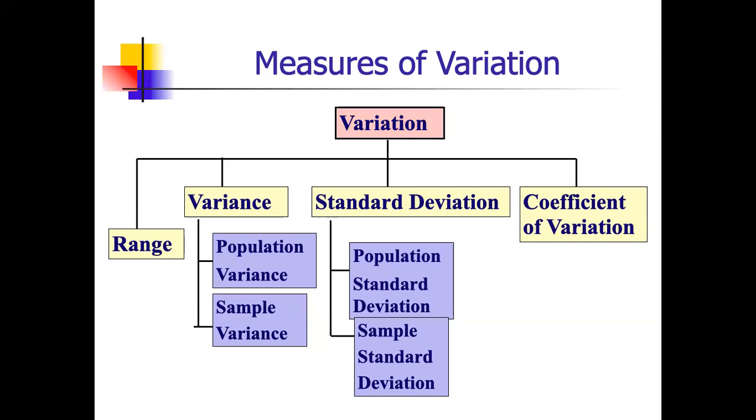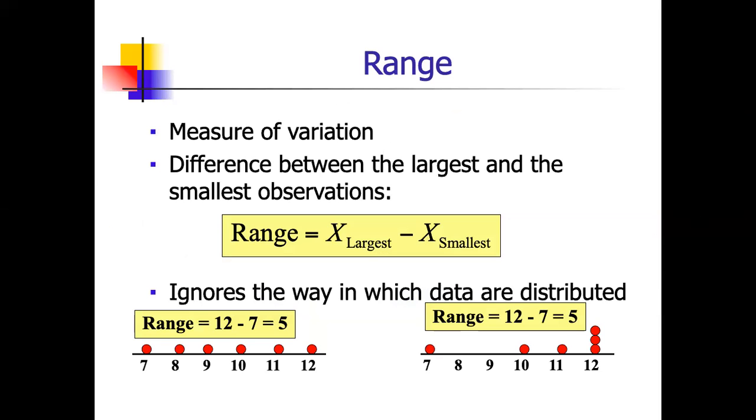Now, as we proceed, the first measure of variation is what we refer to as the range, which is simply the difference between the largest and the smallest observation. This is the same concept we have introduced in the previous modules. We simply subtract the largest value minus the smallest value. However, the range is not a very good measure of variation because it ignores the way in which data are distributed. Let us illustrate that with the two data sets that we see here.